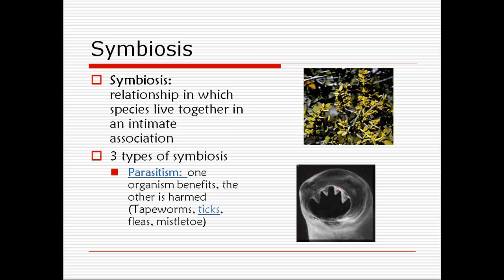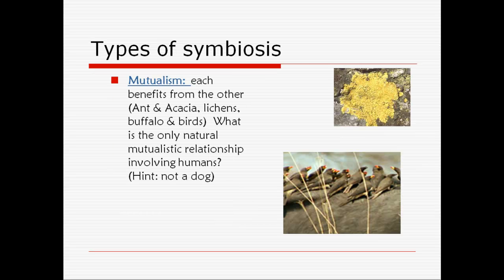So let's go down here. We've got mutualism. This is the ant in the Acacia. Each benefits from the other. Like I was saying, the Acacia tree doesn't have a natural defense. The ants, I guess, have a natural defense, but they don't have a way of getting food easily. So the Acacia tree provides the food, the ants provide the defense.